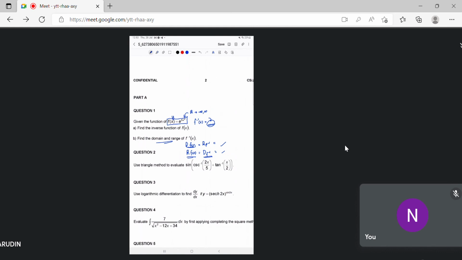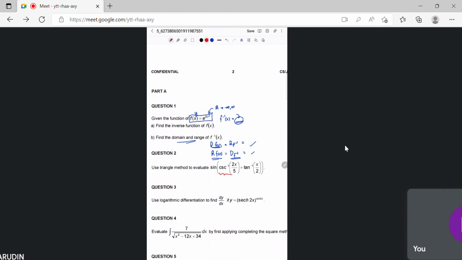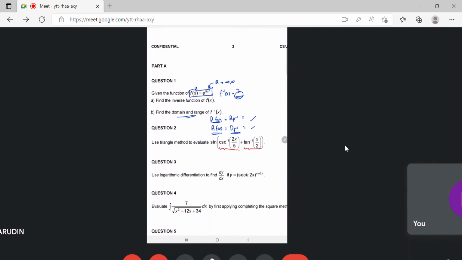Biasanya you akan tahulah. Okay, for the second question, triangle method. So soalan final nanti pun akan lebih kurang macam ni lah dia punya structure. Okay, triangle method adalah very simple. What you need to do is you just need to let inverse trigo yang ada di dalam bracket ini as the A and B.